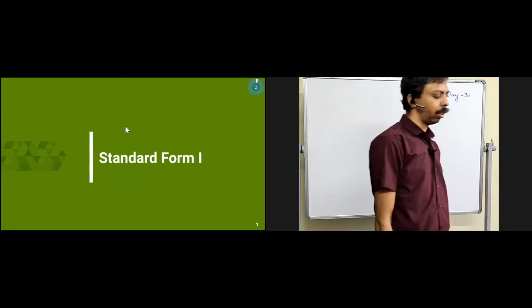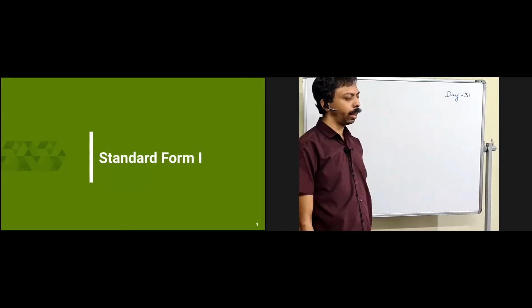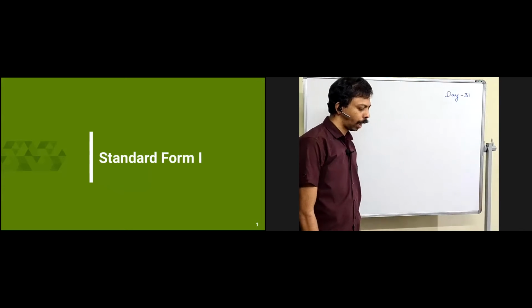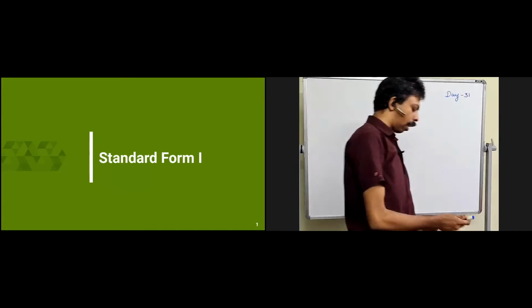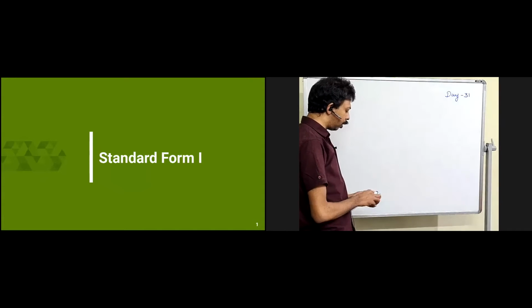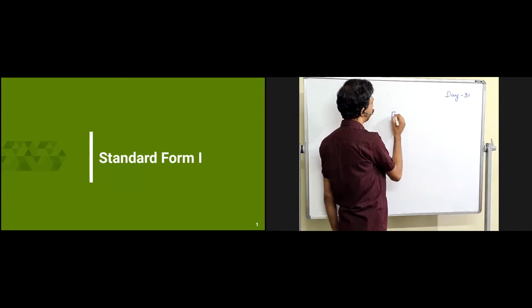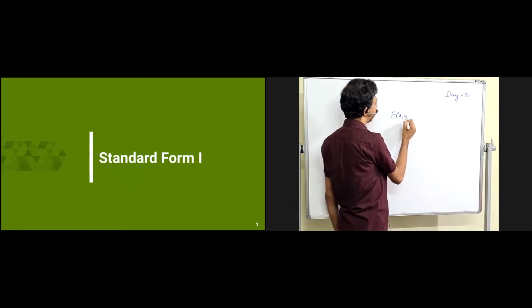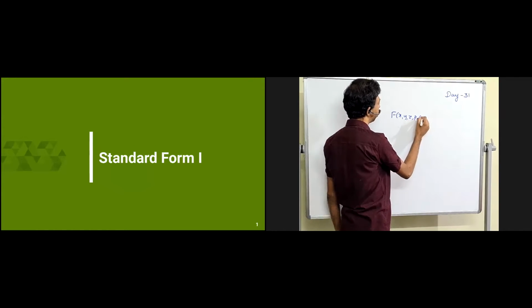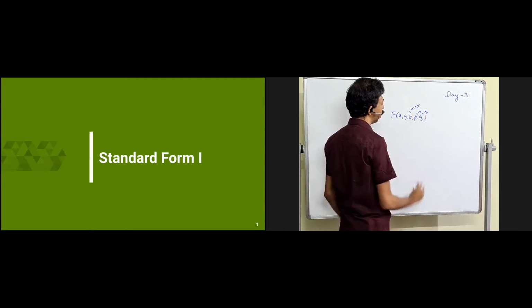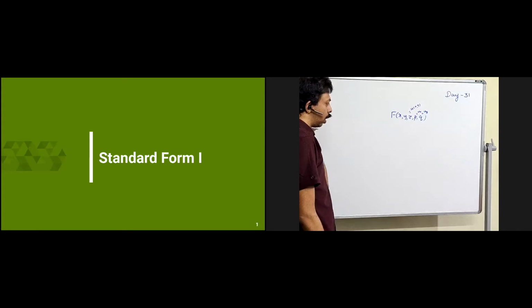Okay, so we'll talk about the standard form today. So we already have seen. Our aim is to solve these problems, mostly f of x comma y comma z comma p comma q, where z is nothing but u of x comma y, and p is nothing but ux, and q is nothing but uy. Okay, so this is the one we are trying to solve.